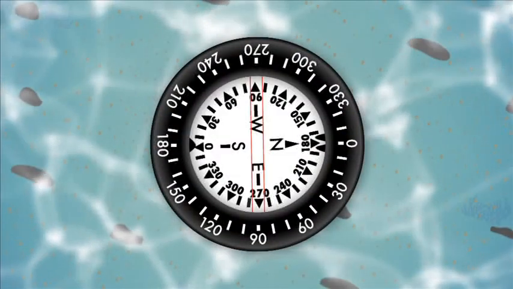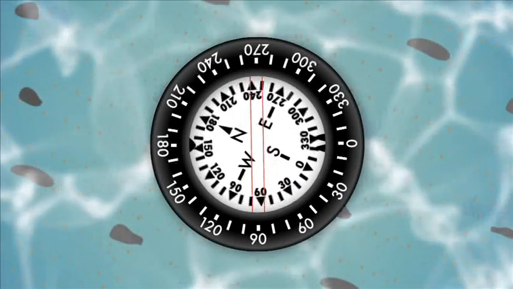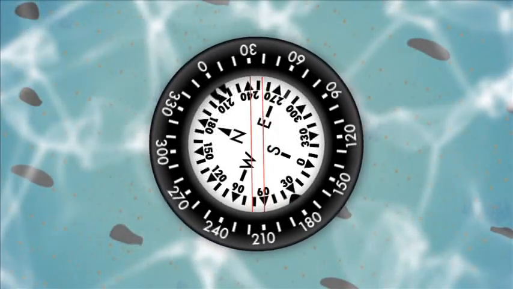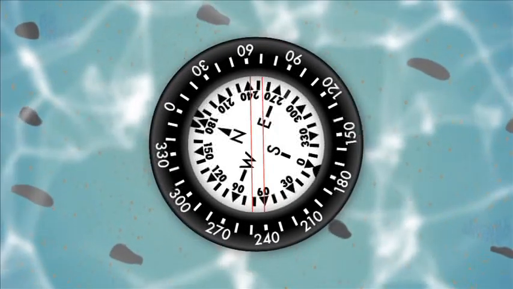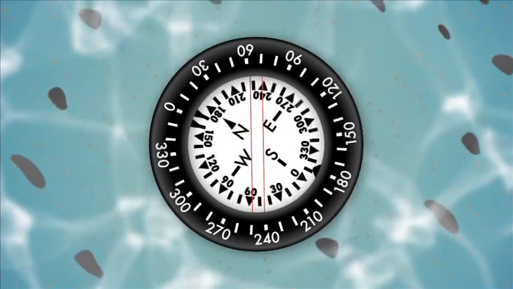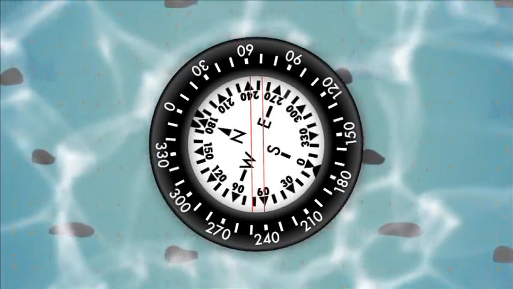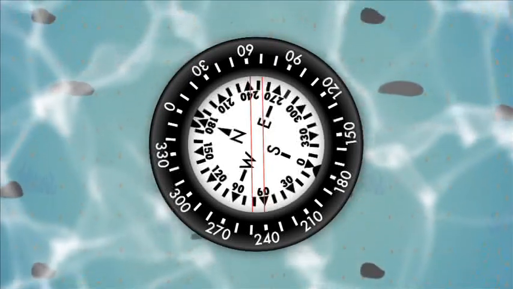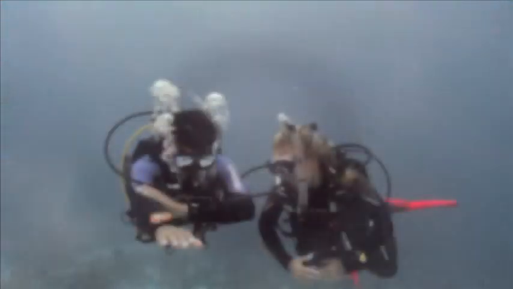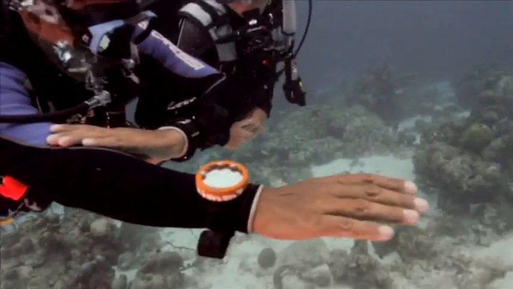To set it, point the lubber line in your desired travel direction and let the north needle settle. Then rotate the index marks over the needle. Now, keep the needle within the marks and the lubber line in line with your body as you swim. If you turn off course, the needle leaves the marks. Stop, turn back onto course, and then continue. While you navigate, your buddy maintains contact and watches the depth.